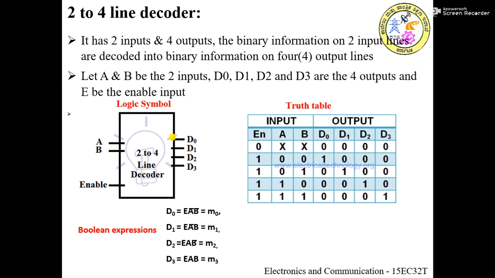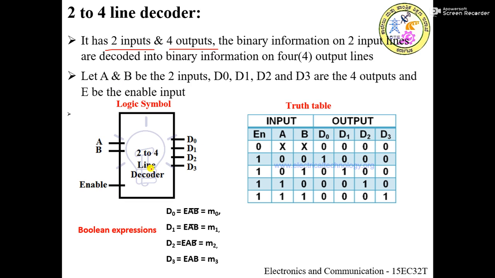Next, the 2:4 line decoder. It consists of 2 inputs and 4 outputs, and the binary information on the 2 input lines is decoded into binary information on 4 output lines. You can see the logic symbol here. Here A and B are inputs, D0, D1, D2 and D3 are the outputs, and E is the enable pin.